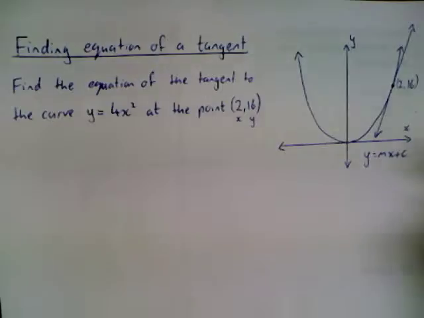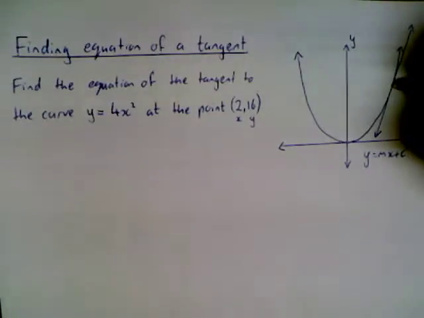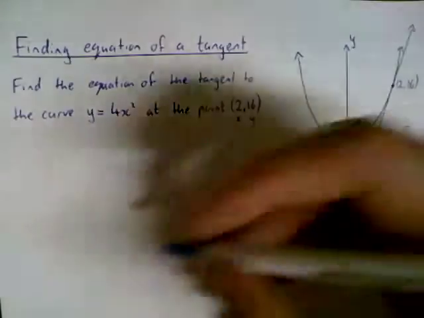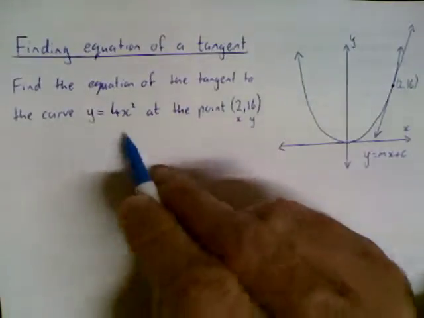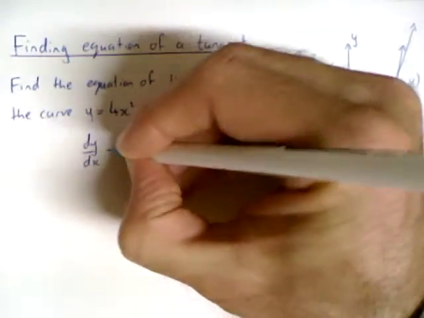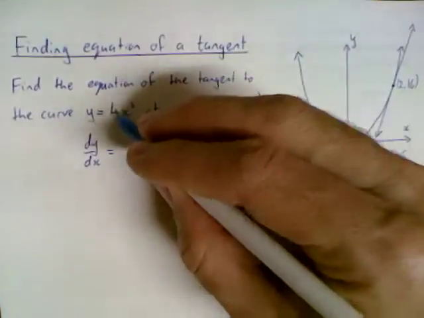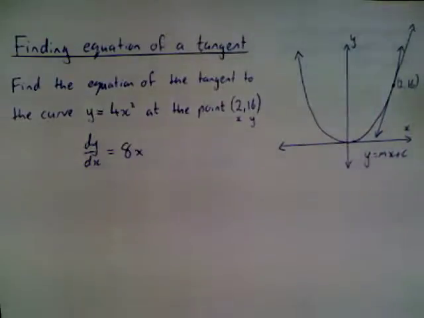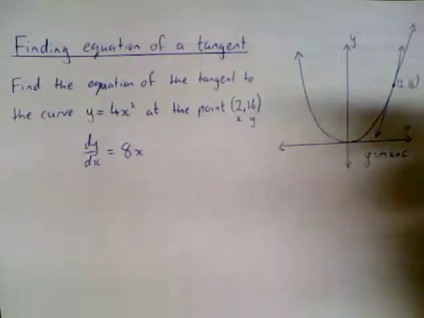So what we can do is first of all find the gradient at this point here by differentiating the equation of the curve. If we differentiate y is equal to 4x squared, we'll get dy/dx is equal to, bring the 2 out the front, 2 times 4 is 8, reduce the power by 1, we get dy/dx is equal to 8x, so this is the gradient function.